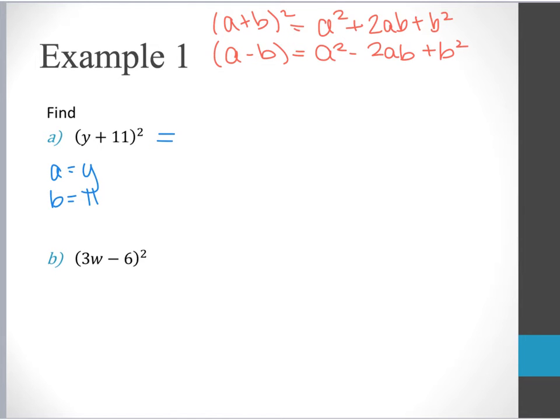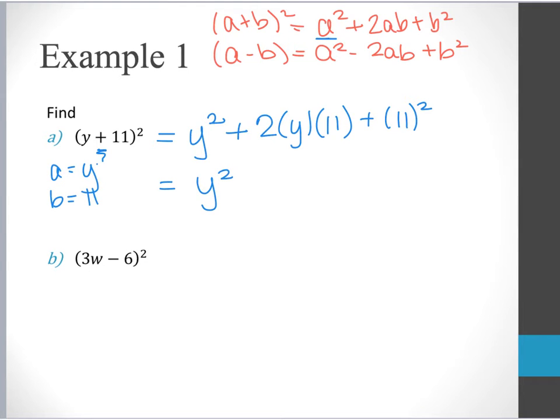So when I go to apply this, this tells me to take my a term and square it. Well, in this case, that's going to be my y. So I have y squared. Because I have addition here in the middle, I'm going to make this plus 2 times my a value, which we said was y, and my b value, which is 11. Then I'm going to add that to my b value, which we said was 11, and we are going to square that. So now we can simplify, and I end up with y squared plus 2 times y times 11 is 22y plus 11 squared is 121.